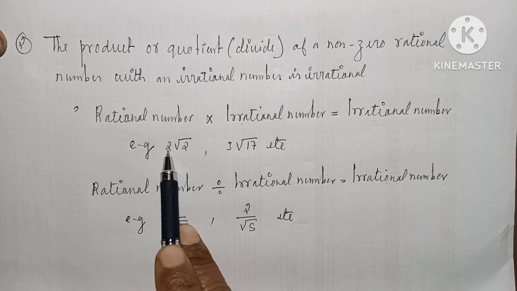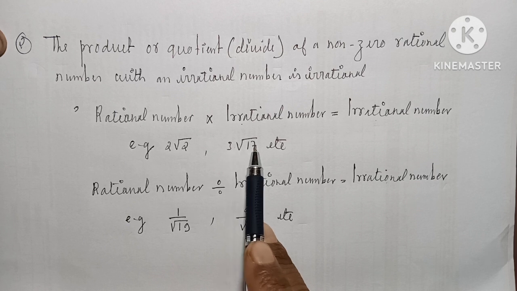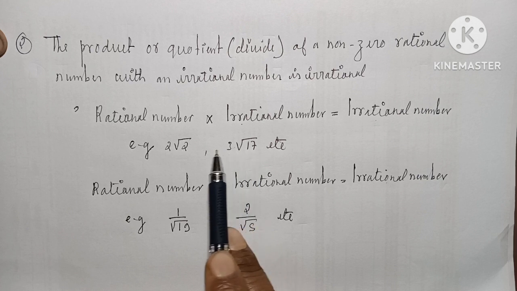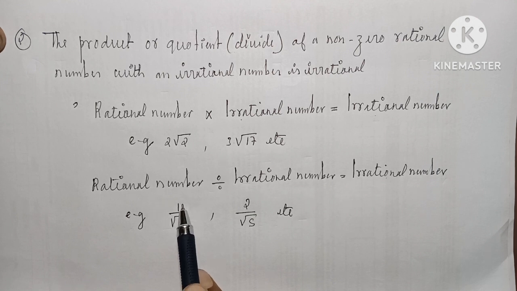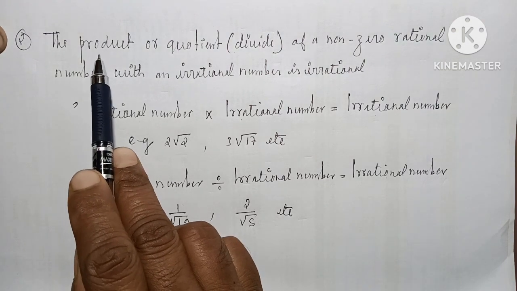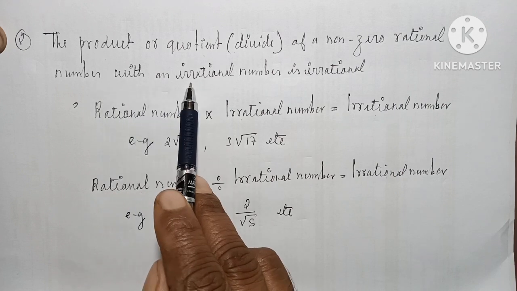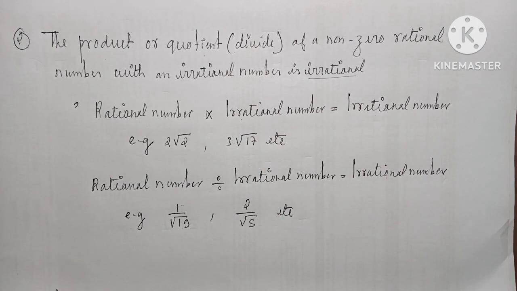Just like you see, 2 multiplied by root 2 becomes an irrational number. 3 into root 17: 3 is the rational number, root 17 is the irrational. When we multiply the two, we get an irrational number. Same here, if you divide a rational number by an irrational, it becomes irrational. This is our second point: the product or quotient of a non-zero rational number with an irrational number is always irrational. This is the second important point.